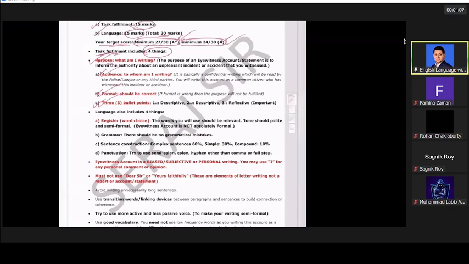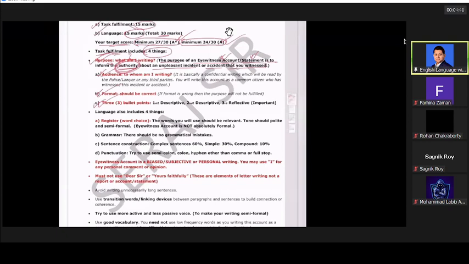Here in eyewitness account writing, today our purpose of writing should be, let's see, the purpose of an eyewitness account or statement. Remember, eyewitness account can also be called a statement. So in the question paper, if they mention that write a statement, don't be confused. Is to inform the authority. Okay, inform the authority. Who are the authority? Now we should know. We should find out. So let's have a question about an unpleasant incident or accident that you witnessed.